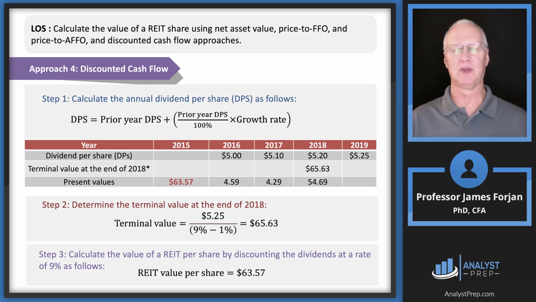And by the way, there might be some rounding in there. And so if you sum those, you get the 63.57. So there's step 3 at the bottom, the REIT value per share, 63.57.